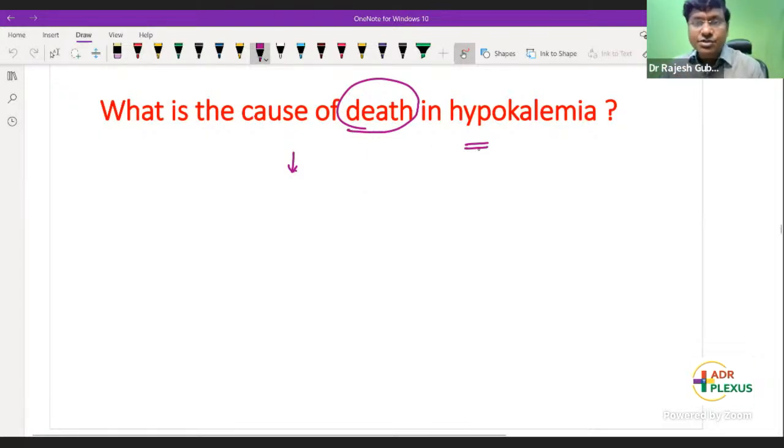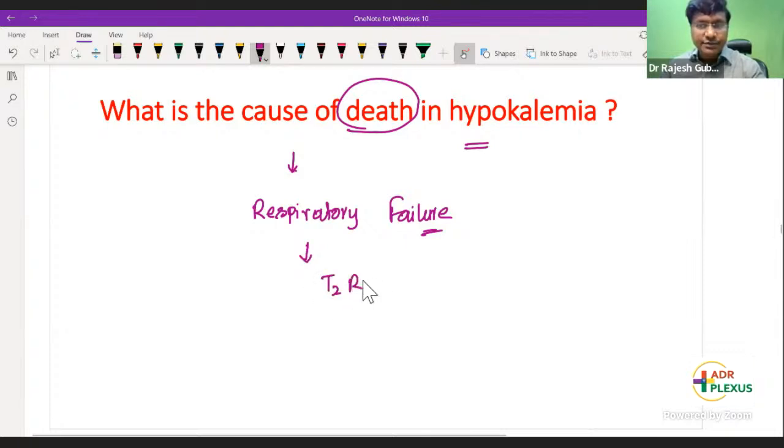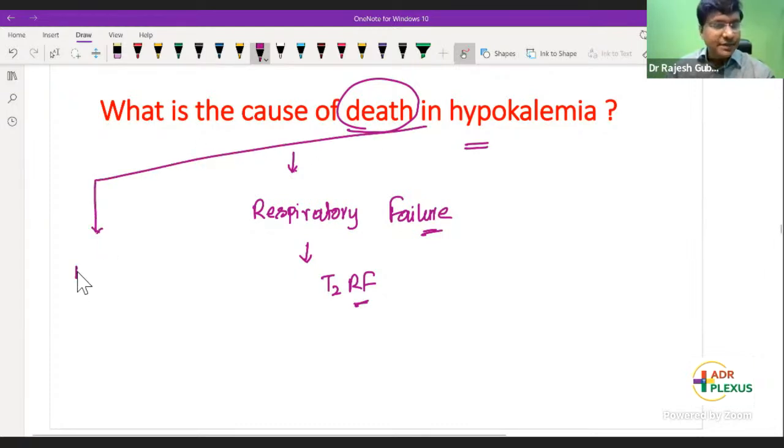Let me tell you, the cause of death in case of hypokalemia is respiratory failure. And can anyone tell me what type of respiratory failure these individuals develop? These individuals develop type 2 respiratory failure. Why? Because whenever there is hypokalemia, there is respiratory muscle paralysis.